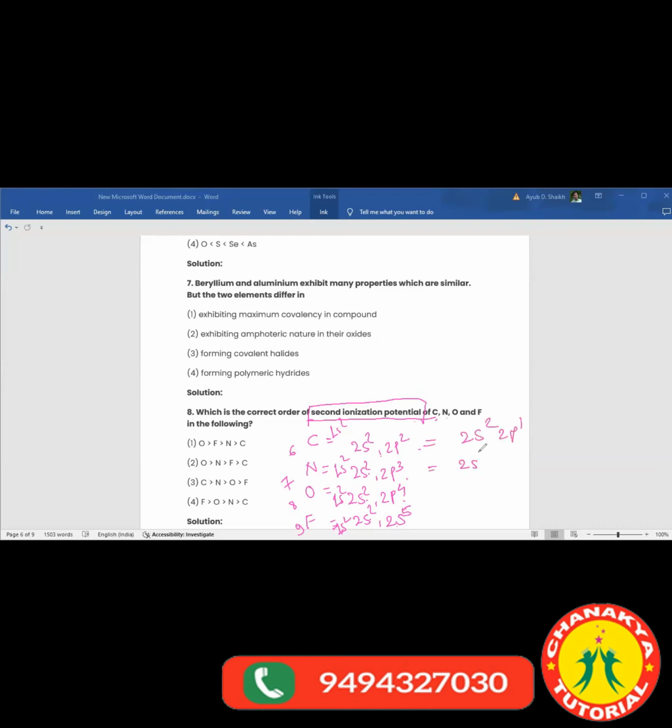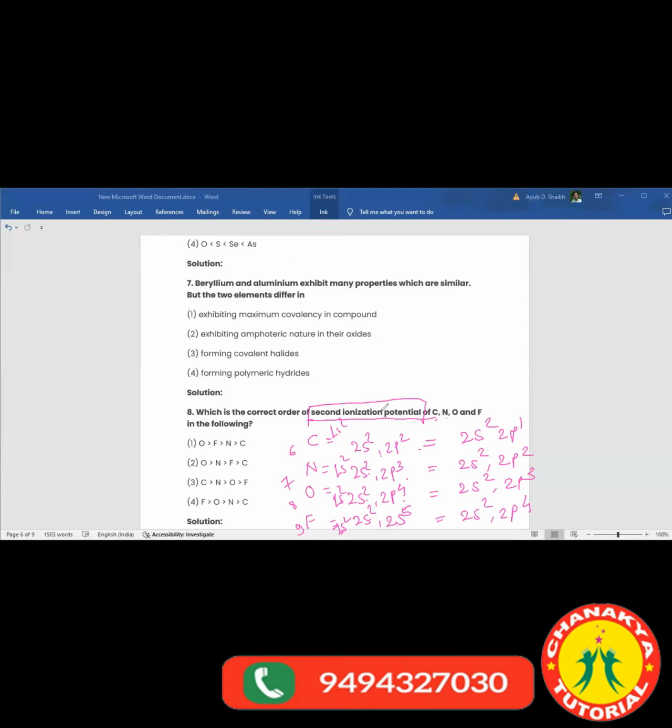Here you will get 2s2, 2p2 after removing one electron. Here you will get 2s2, 2p3, and here 2s2, 2p4 after removing one electron. Correct? This is your first ionization potential, what you get after removing one electron. Fine. Now what will you get after removing the second electron?